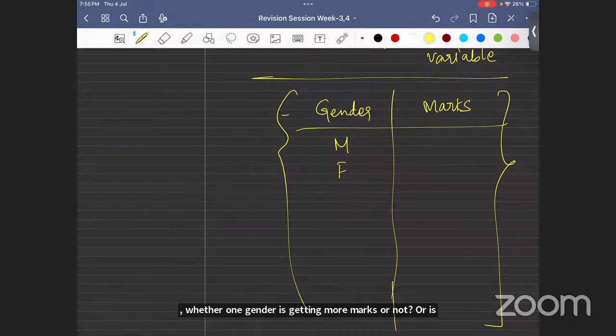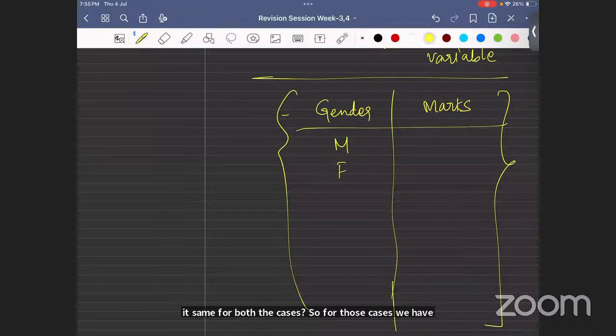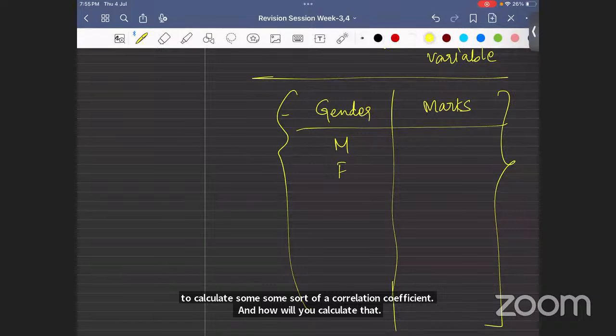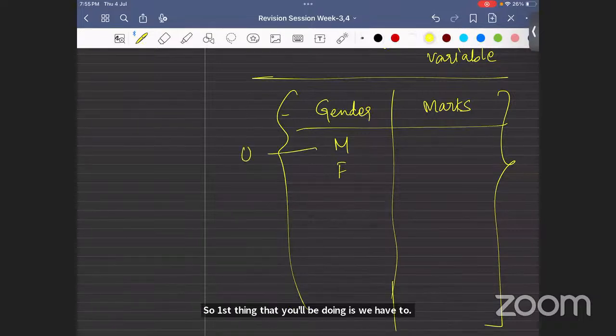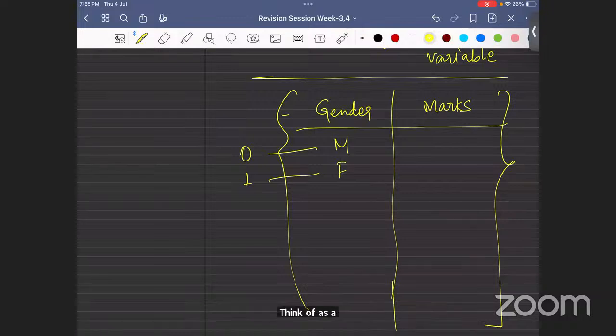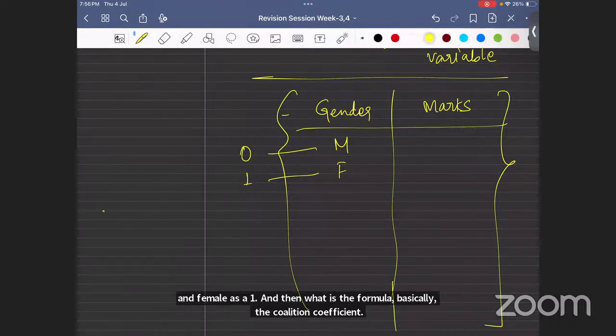So for those cases you have to calculate a correlation coefficient. And how will you calculate that? First, for one gender you put 0 and for the other 1. You have two categories, so put one category value at one place and the second category value at the second place. Think of male as 0 and female as 1. And then what is the formula? Basically the correlation coefficient R that you'll be calculating is what?